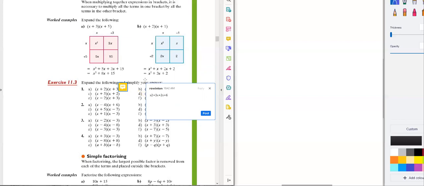Okay. In the end, you need to summarize again. No, cannot leave the answer like that, please. Then x squared will plus 5x, right? Because 3x plus 2x. Then the 6 has nothing to plus or minus, just remain as plus 6. So this will be your final answer.